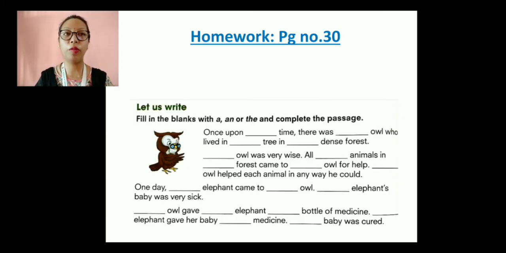So there is a homework from page number 30. Fill in the blanks with A, AN or the and complete the passage. There is a small passage on page number 30. So try to attempt this passage with the correct articles. So this is your homework. I hope you are going to do it and submit it to me in the Google Classroom. So this is it for today.